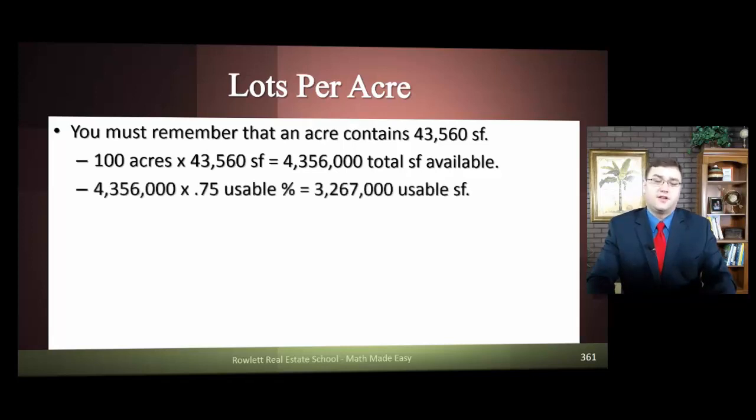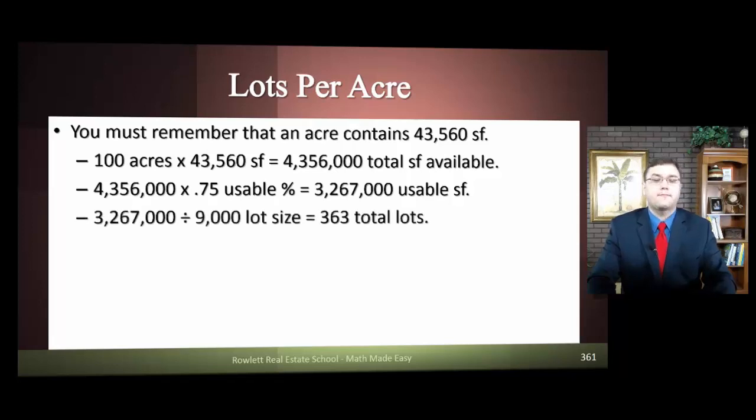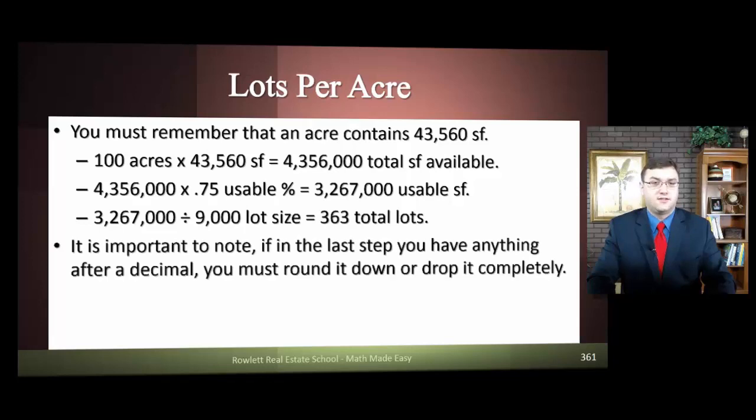Now, we said that 25% is devoted to land and roads, so we're going to multiply by 75% instead, because that's the usable amount. Now, that tells us that we can build on 3,267,000 square feet. Now, since we know how much we can build on, we divide it by how big the lot size restriction is, which in this case is 9,000, and it comes to a clean 363 total lots.